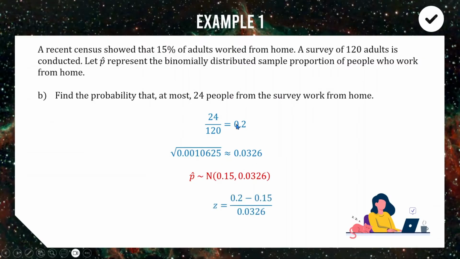Okay, so turning our 20% into a Z-score using our Z-score formula from before, we do 20%, take away 15%, because that's the mean, divide that by the standard deviation, which is 0.0326.